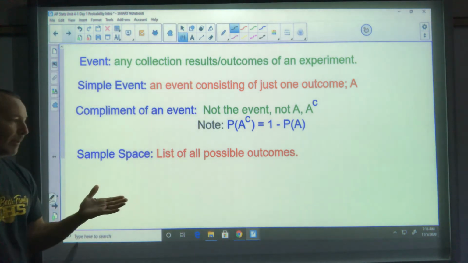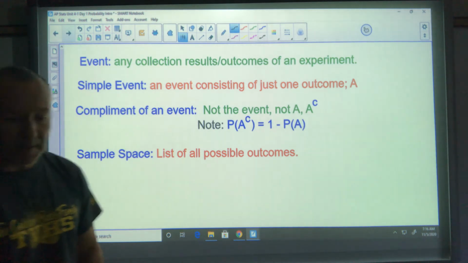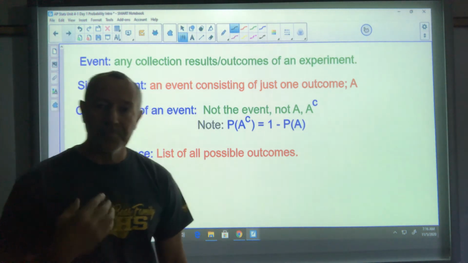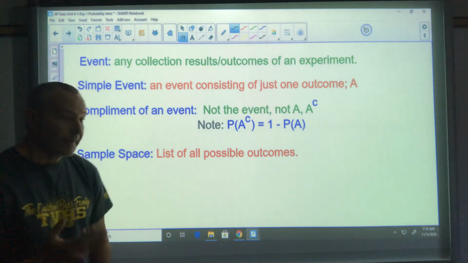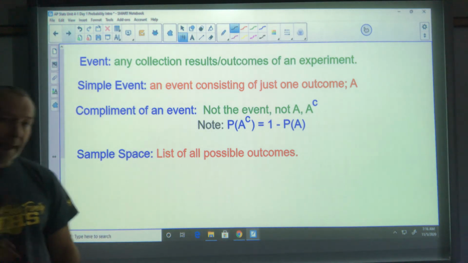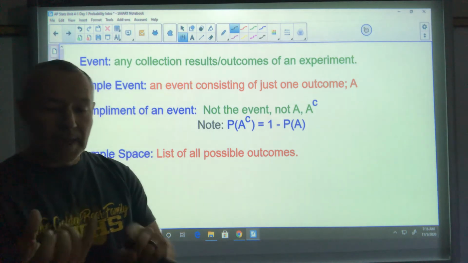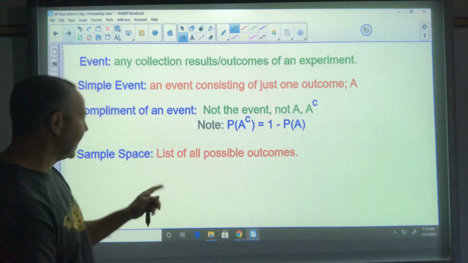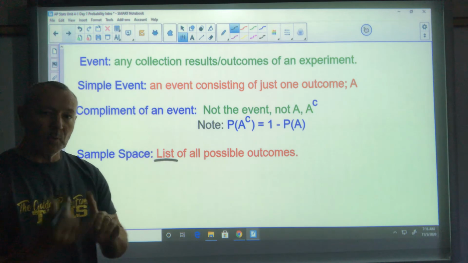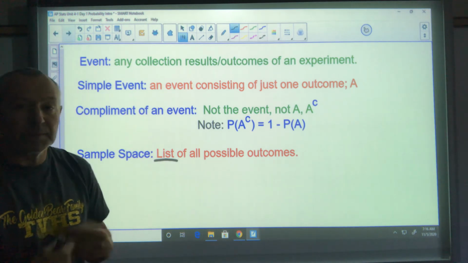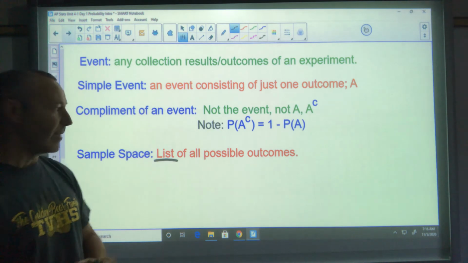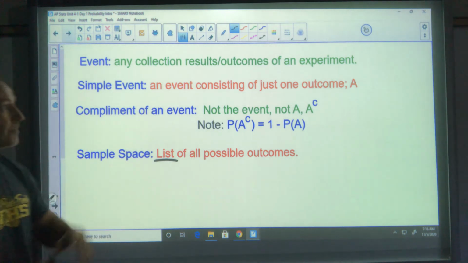And the sample space is a list of all the possible outcomes. On my simple die example, it's not how many, that's what students tell me a lot. It's not 6. When I roll that die on the floor, it's not how many, but what can you get. It's an actual list: 1, 2, 3, 4, 5, 6. It's a list of all the outcomes you could have. That's what the sample space is.